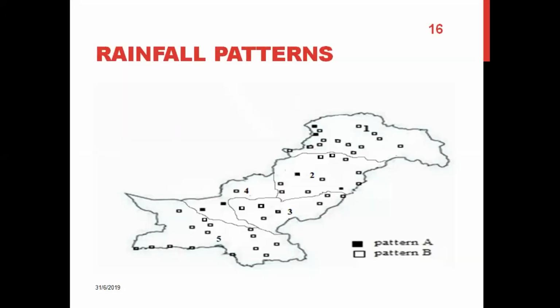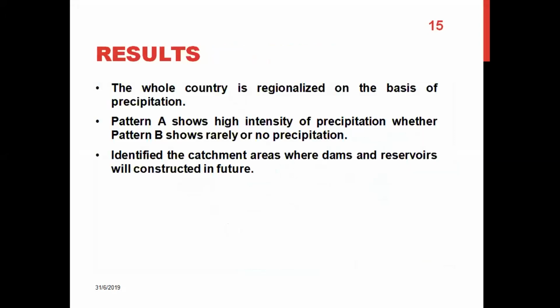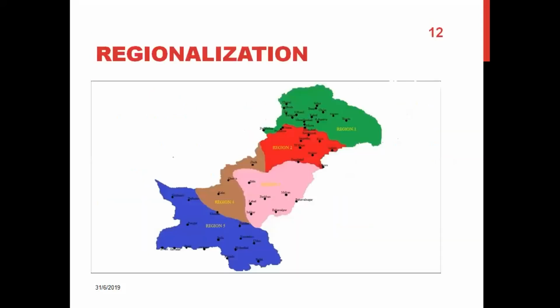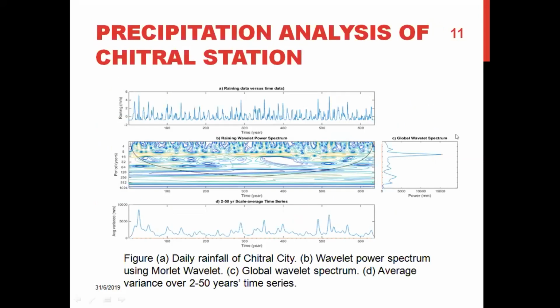Yes. So actually we applied the wavelet technique on 56 stations, and we found 2 types of pattern. Pattern A shows high intensity of precipitation, like this. You see in this diagram, there is a very high intensity precipitation zone here, that is called Chitral. Similarly, at some stations we couldn't find such high frequency.